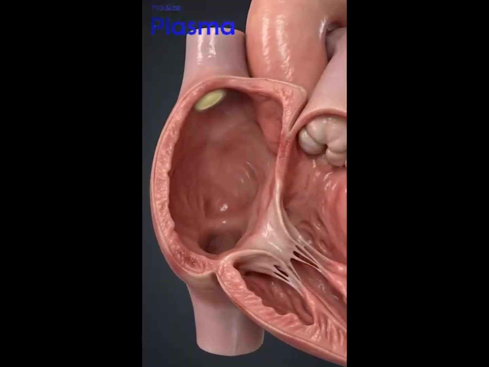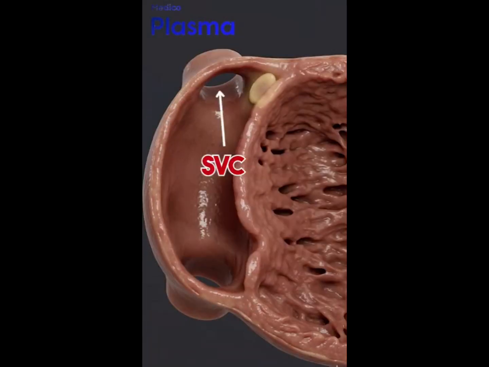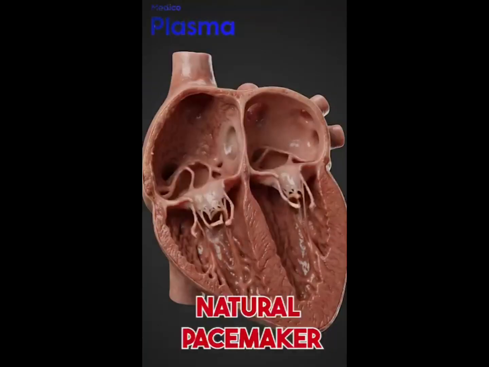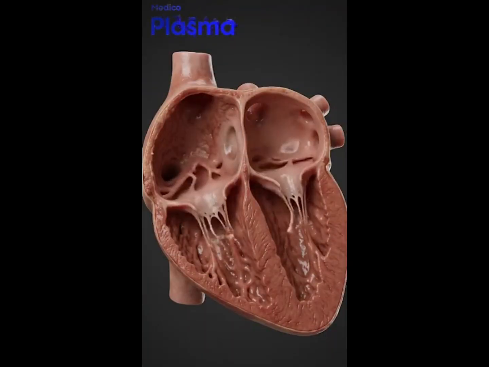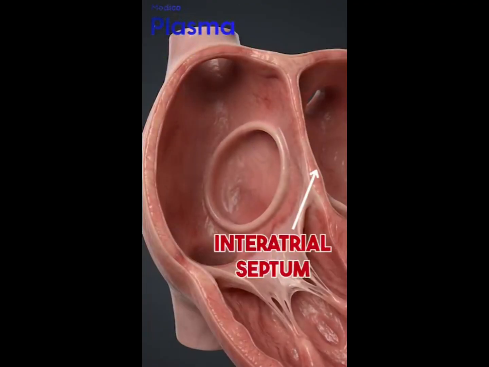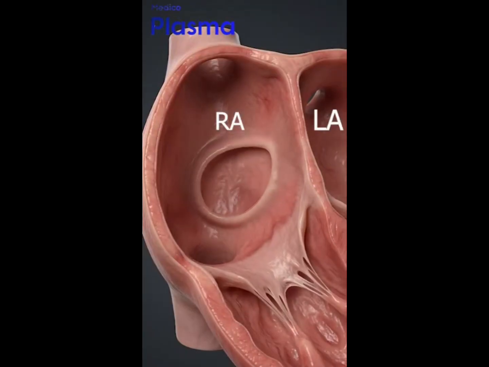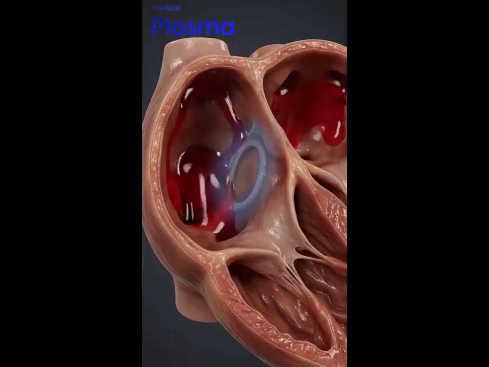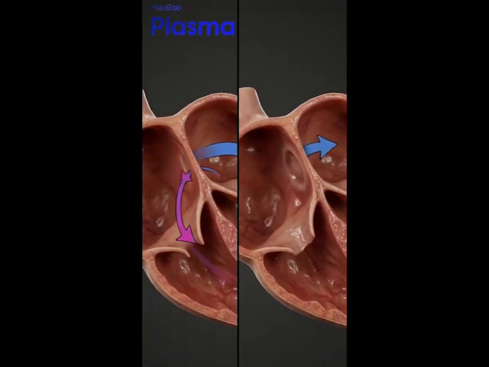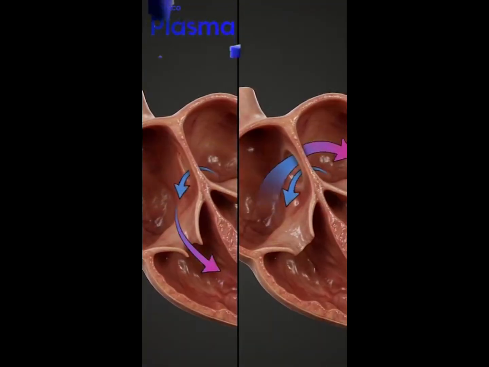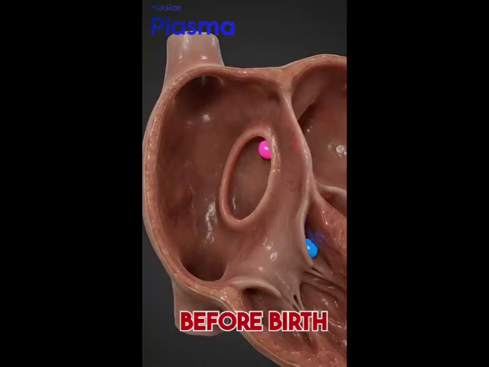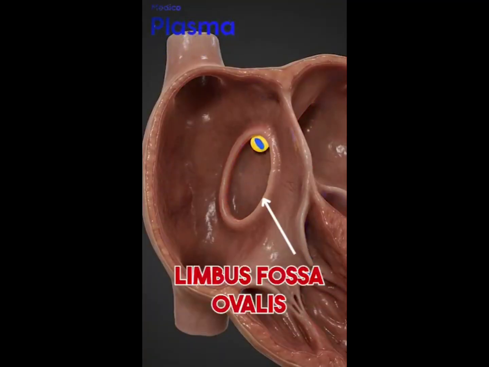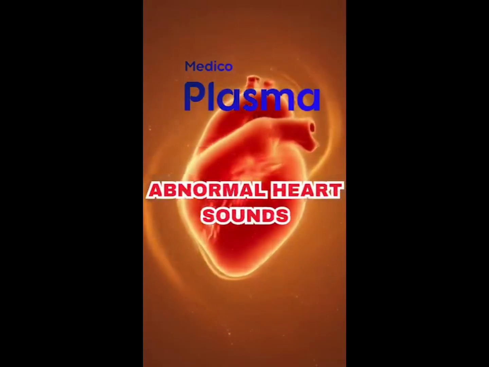At the upper end of this ridge, near the opening of the superior vena cava, lies the sinoatrial node, the natural pacemaker responsible for initiating the heartbeat. The interatrial septum, which separates the 2 atria, shows a thin oval depression called the fossa ovalis. This structure represents the remnant of the fetal foramen ovale, which allowed blood to bypass the lungs before birth, and it is surrounded by a raised margin known as the limbus fossa ovalis.